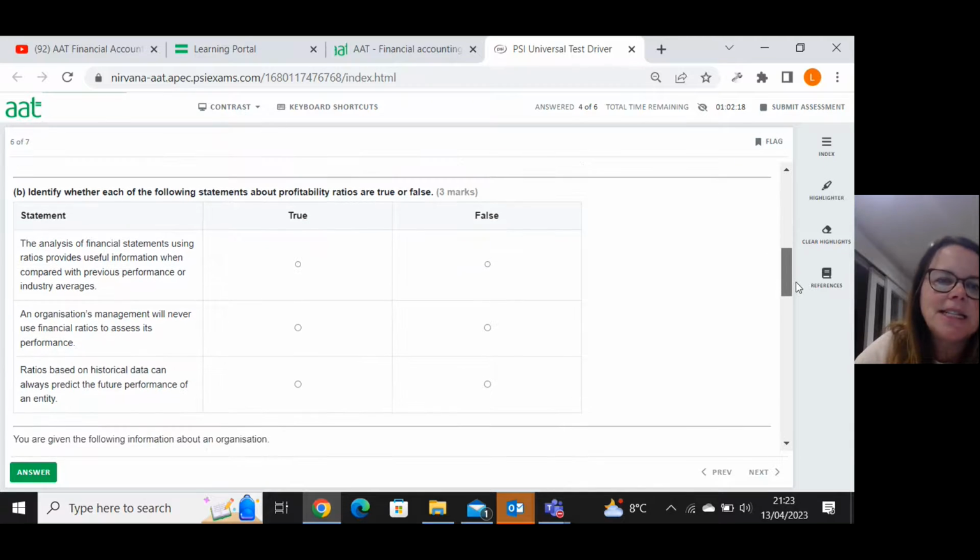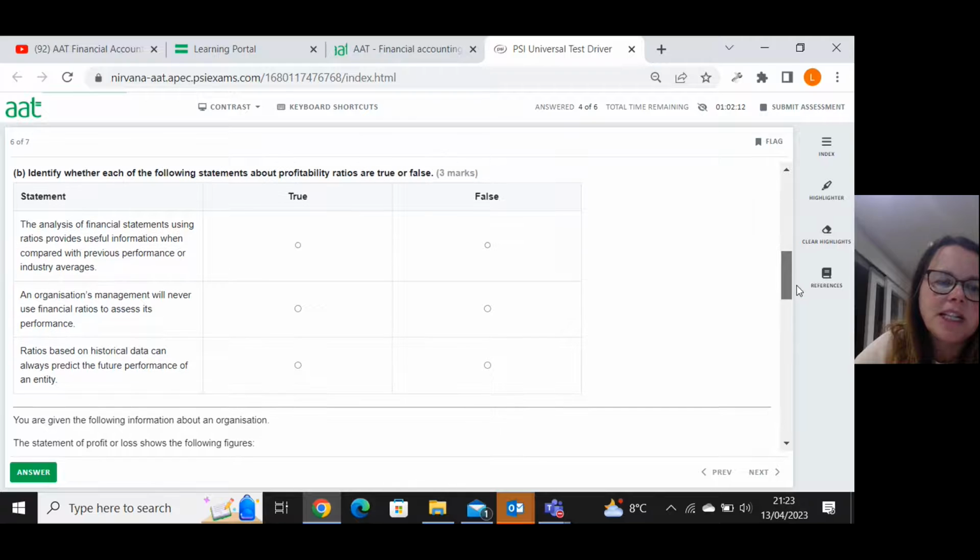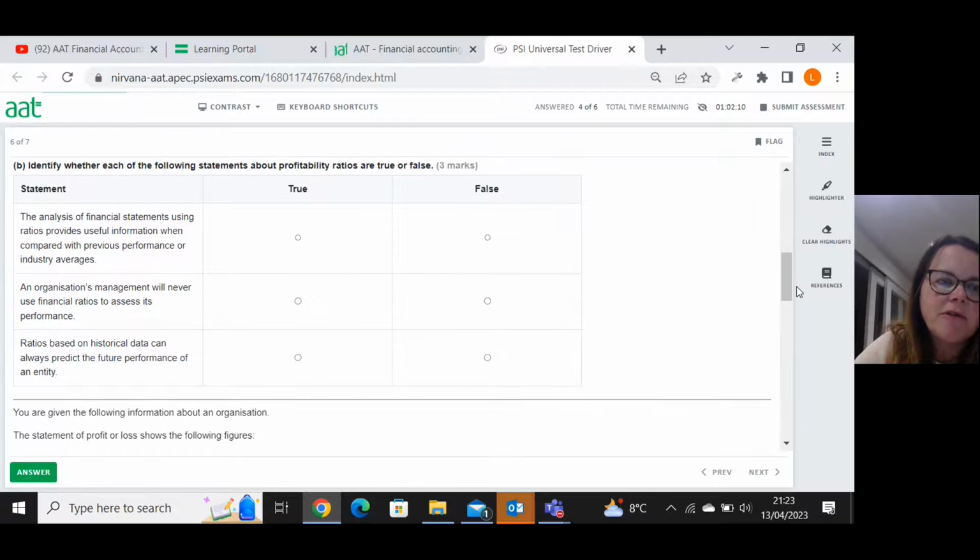Identify whether each of the following statements about profitability ratios are true or false. The analysis of financial statements using ratios provides useful information when compared with previous performance or industry averages. Yeah, that's true. An organisation's management will never use financial ratios to assess its performance. Well, a bit of a trick question.